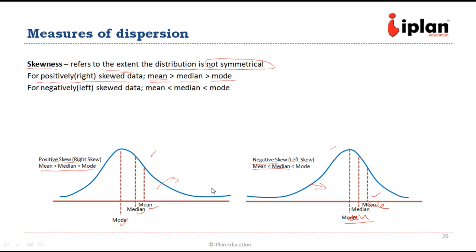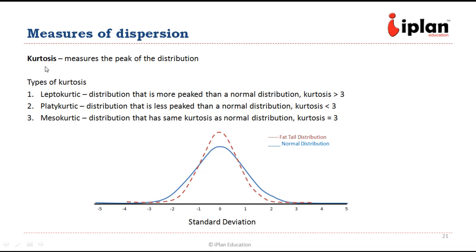Now let us look at kurtosis. Kurtosis measures the peak of the distribution. There are three types of kurtosis: leptokurtic, platykurtic and mesokurtic. There could be three kinds of distribution. If the distribution is more peaked, then the kurtosis value is more than 3. If it is less peaked than the normal distribution, then it is less than 3. And we know for a normal distribution it is 3. So if the kurtosis is the same as the normal distribution, it is mesokurtic.